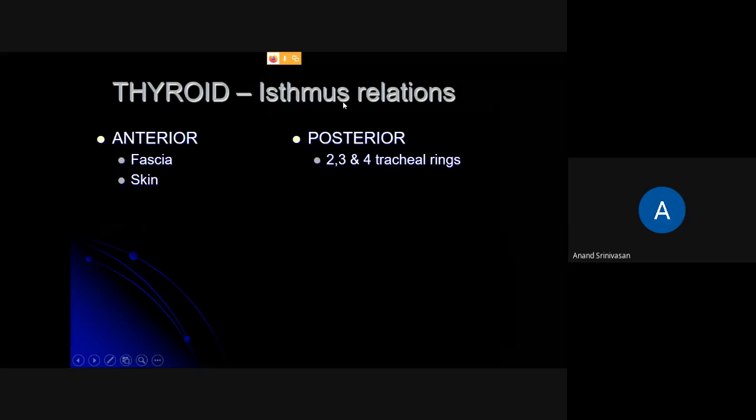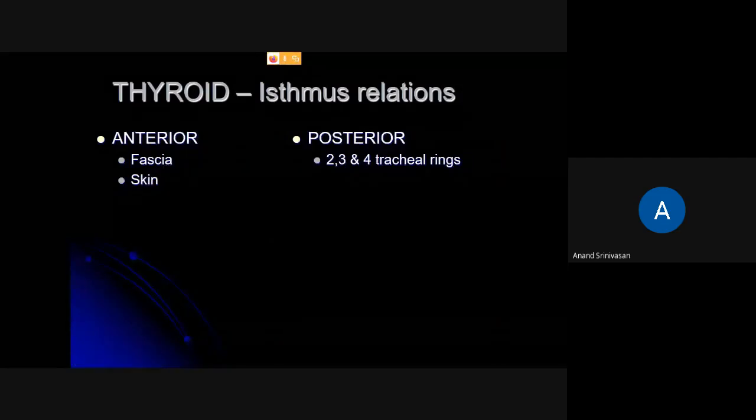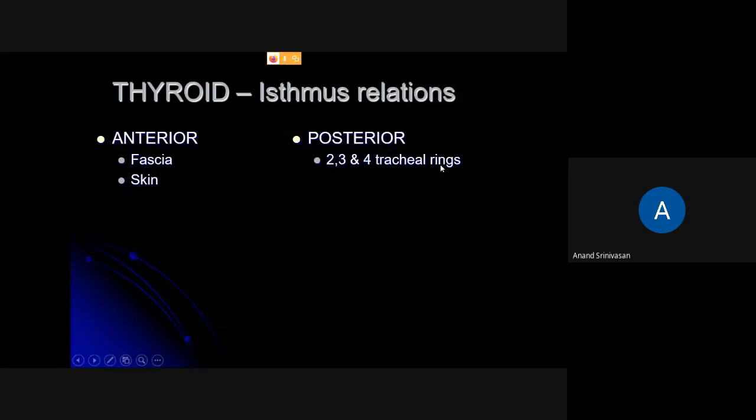The thyroid isthmus: anteriorly there is skin and fascia, and posteriorly there is the trachea. It is because of this compression of the trachea that the person is having difficulty in breathing.